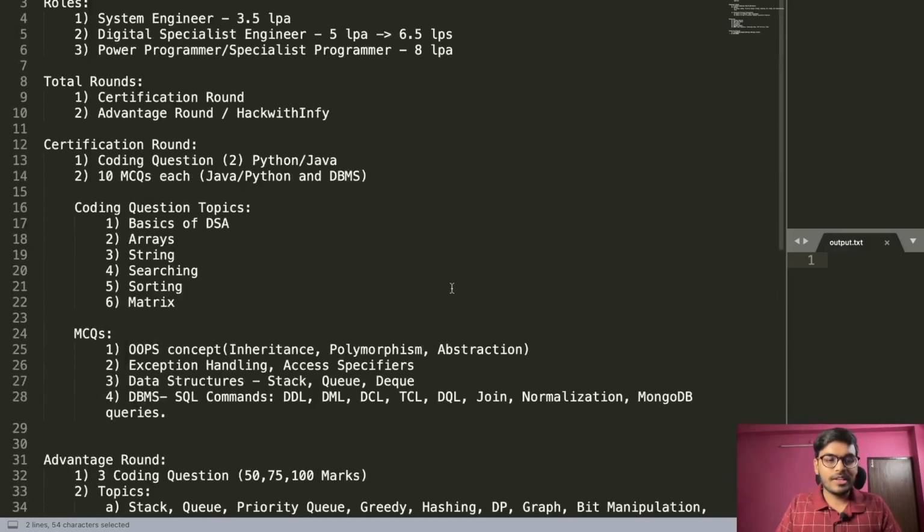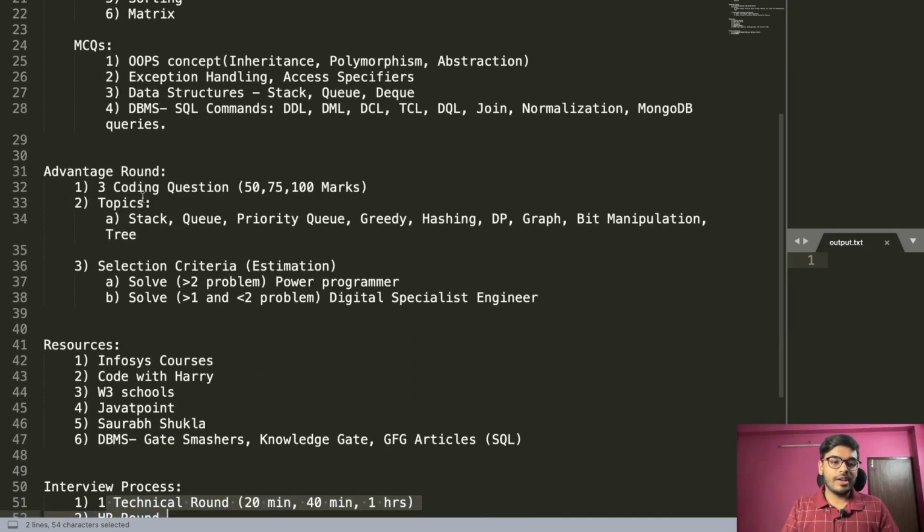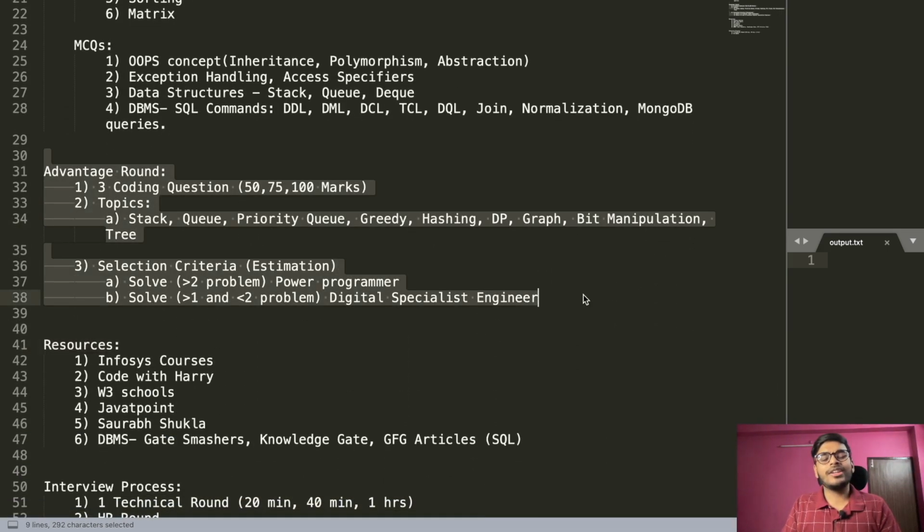So yeah, this was everything related to InfyTQ, as well as the Advantage round. Everything related to the Advantage round was equivalent to Hack with Infy as well, right? But the dedicated videos of Hack with Infy are also prepared, so you can go and check them out. Everything will be given in the description and the I button, you can go and check.